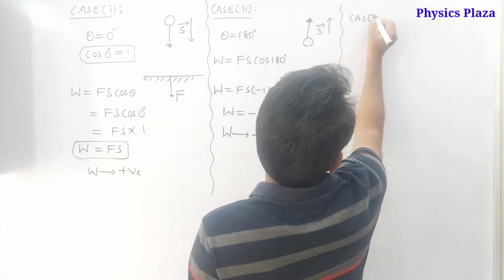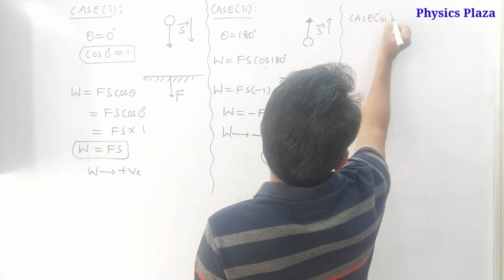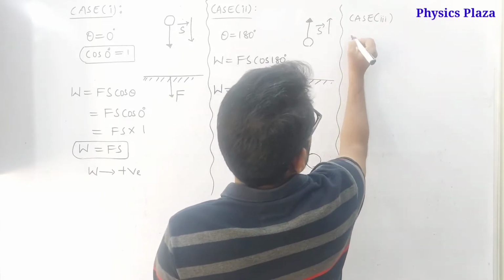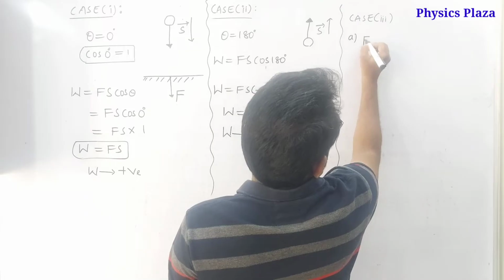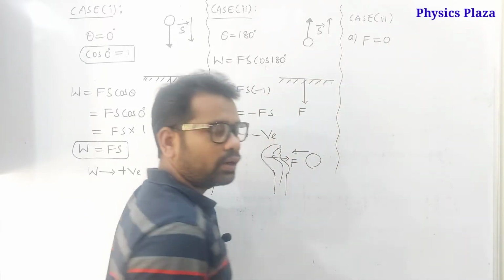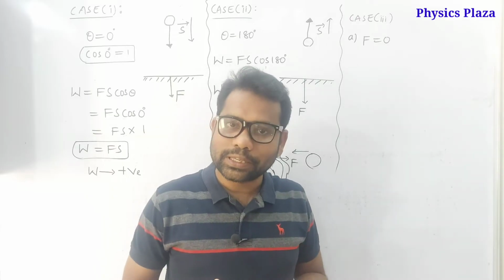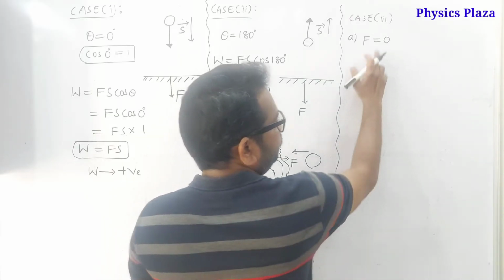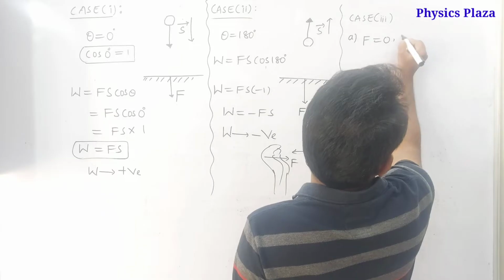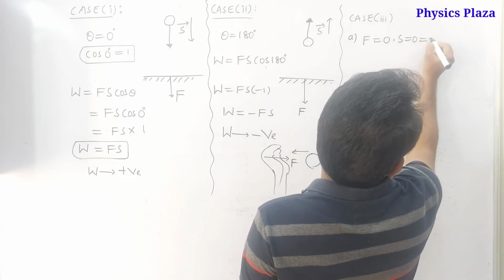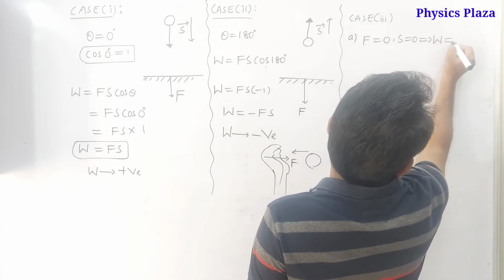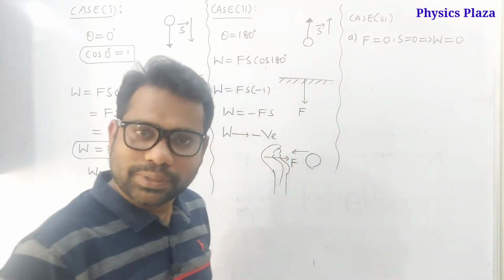Case 3. Let us see case 3 once again. So here, first let me discuss, for example, children, F is equal to 0. I mean, if we are not applying any force, then can you say the work is done? No chance at all. So if force is 0, obviously displacement will be 0. Then work done will be 0. No doubt about it. Can you accept?